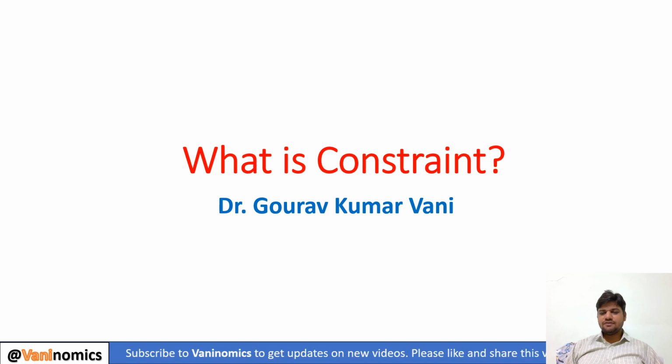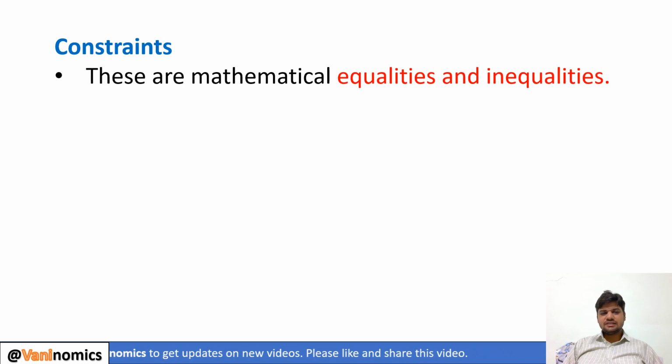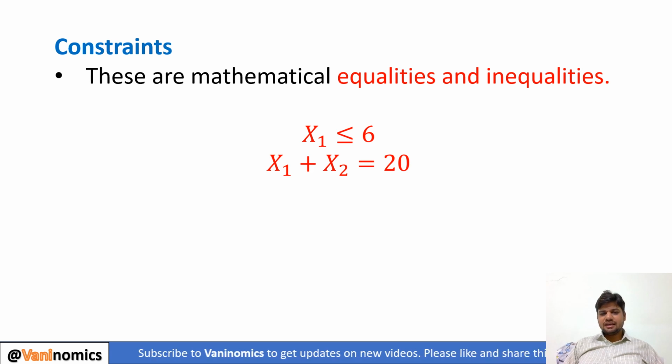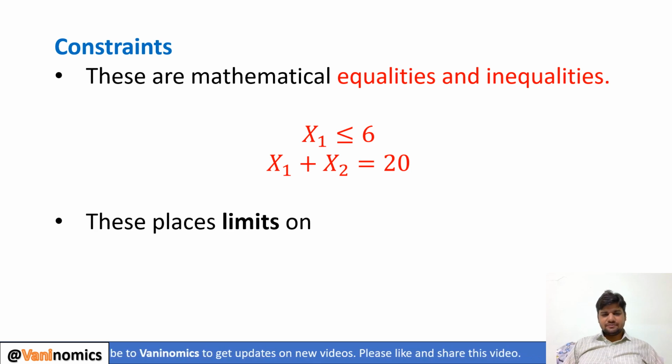Gaurav Kumar Vani. Today we are going to talk about what is constraint in a linear programming problem. Let's begin. So constraints are mathematical equalities and inequalities. As you can see here, x1 less than equal to 6 is an inequality while x1 plus x2 equal to 20 is an equality. Both are constraints.